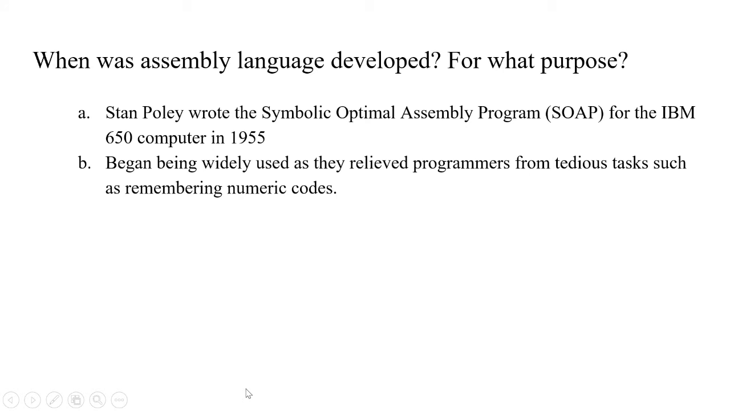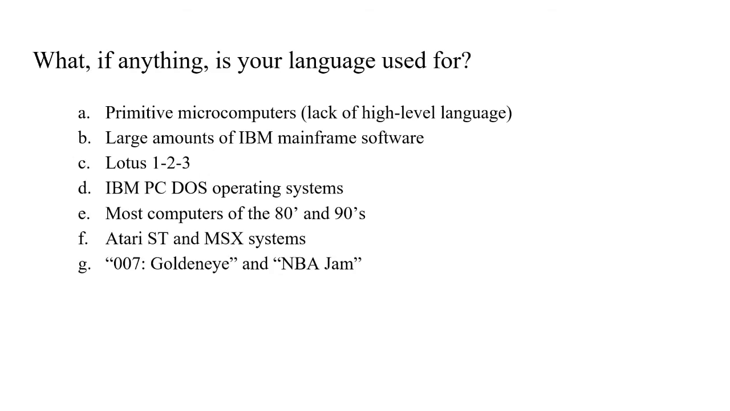When was assembly language developed and for what purpose? Stan Poley wrote the symbolic optimal assembly program for the IBM 650 computer in 1955, or SOAP for short. Assemblers began being widely used as they relieved programmers from tedious tasks such as remembering numeric codes.